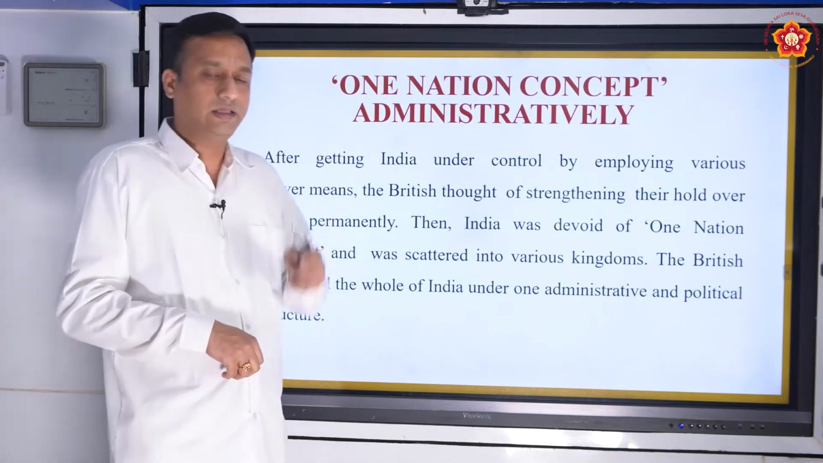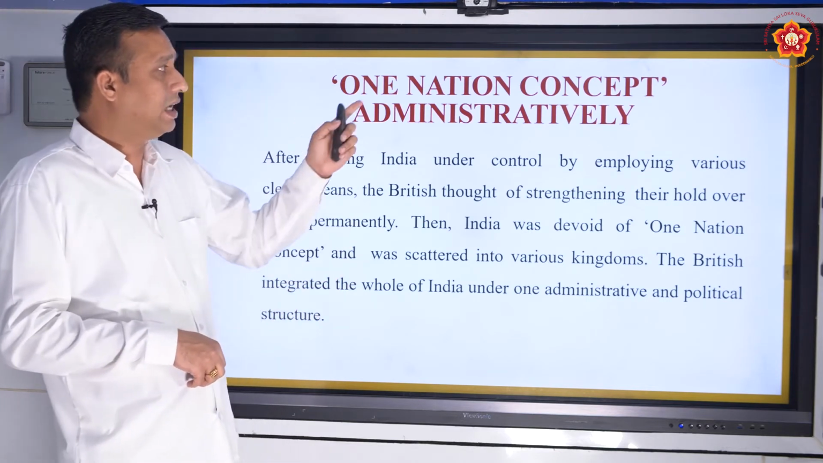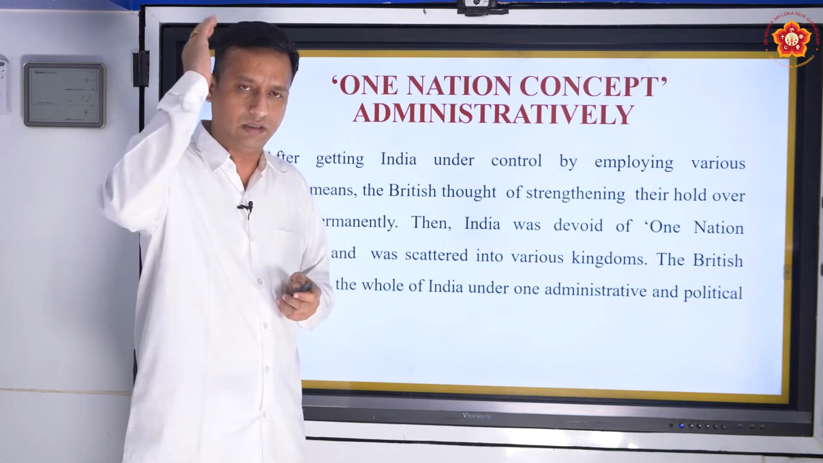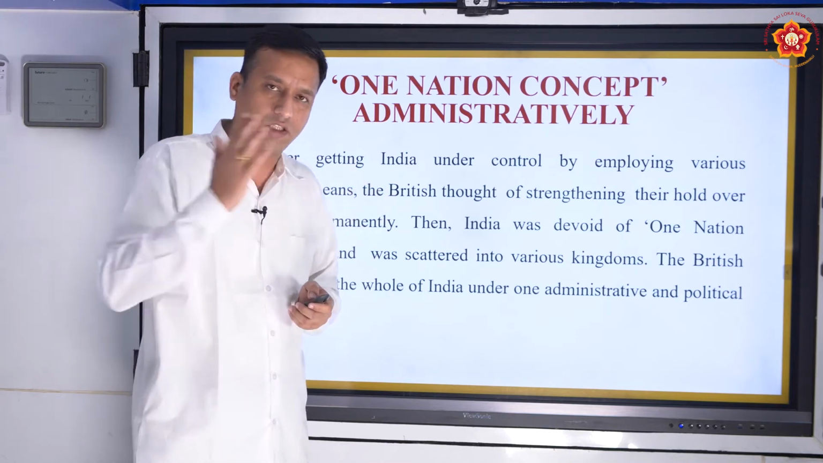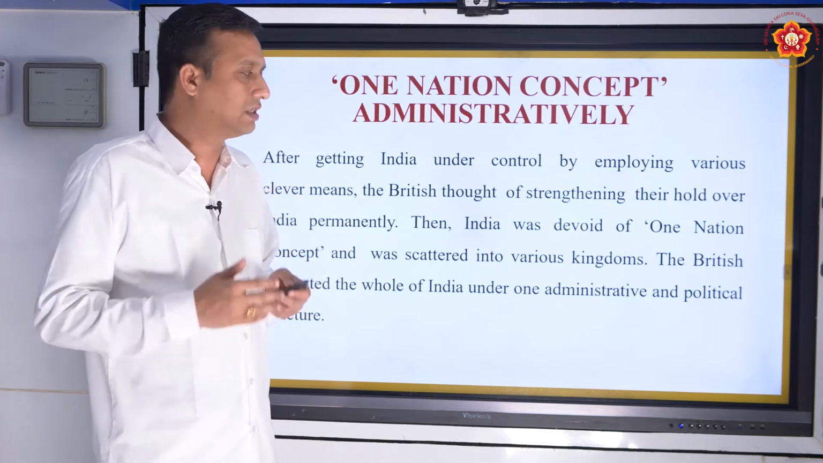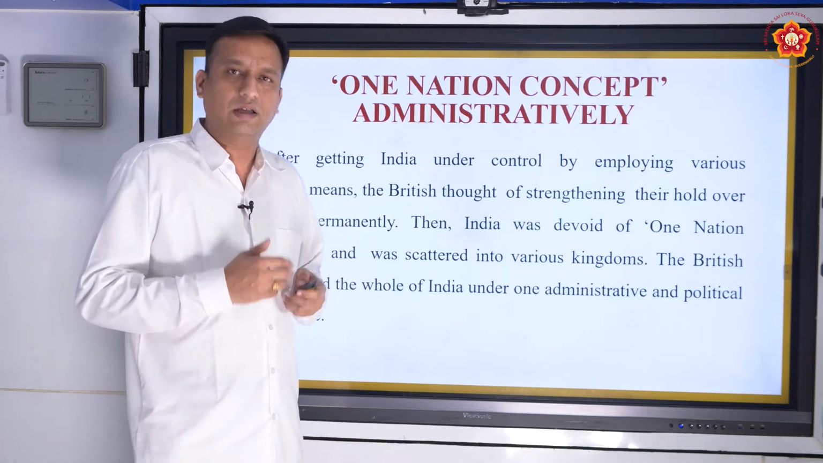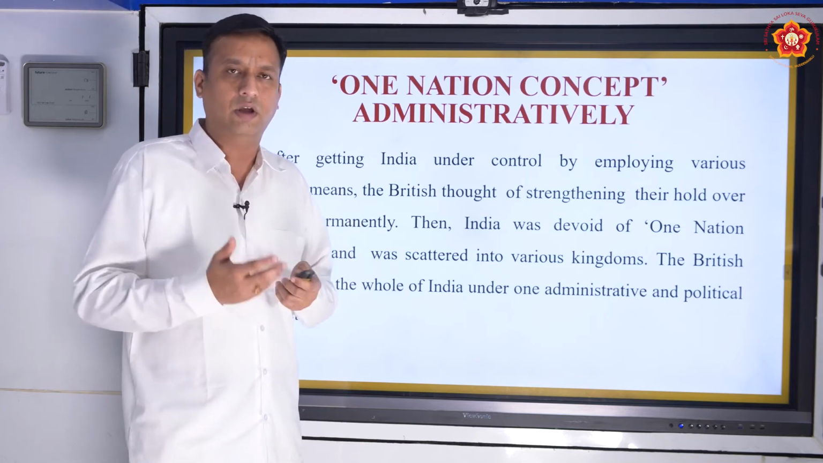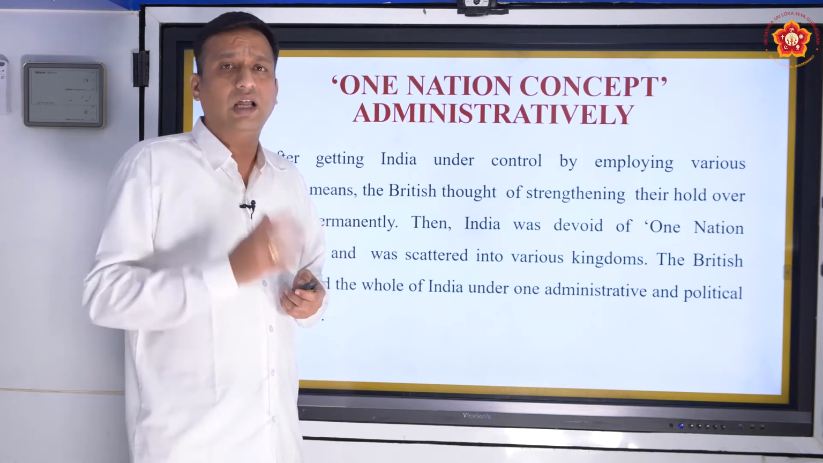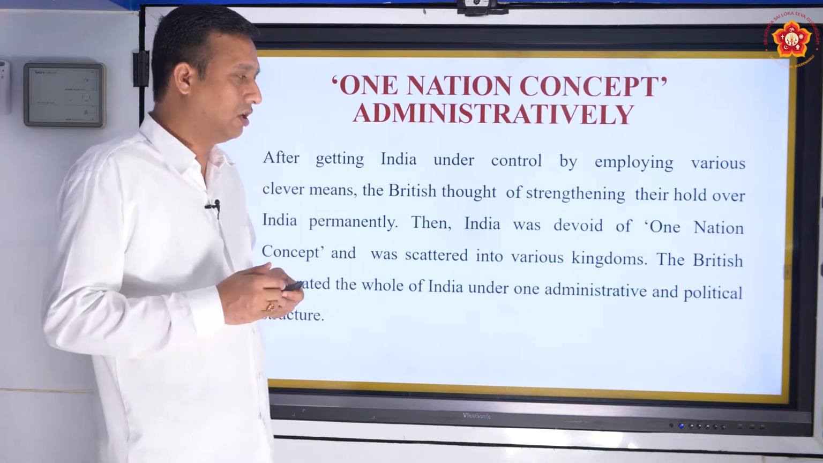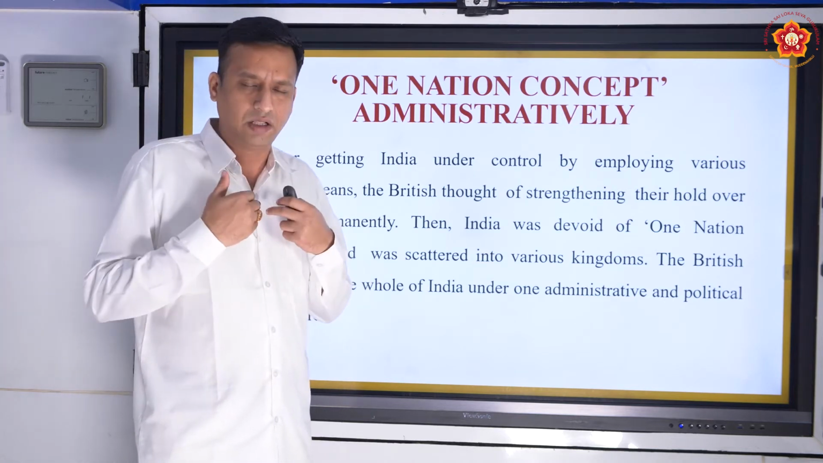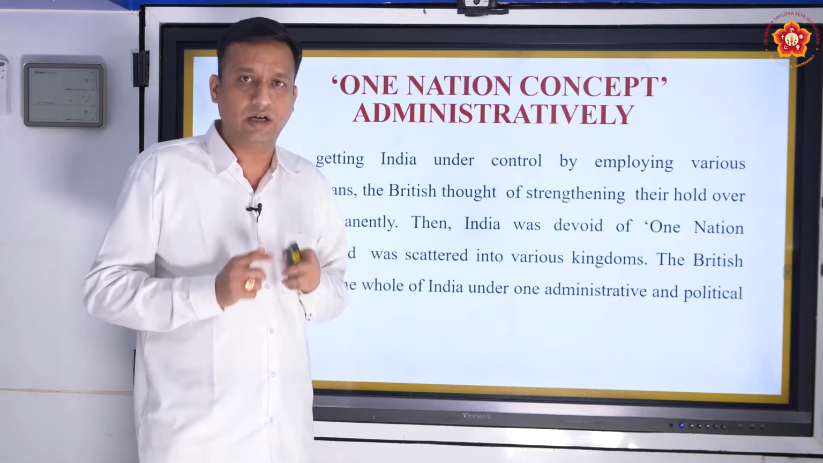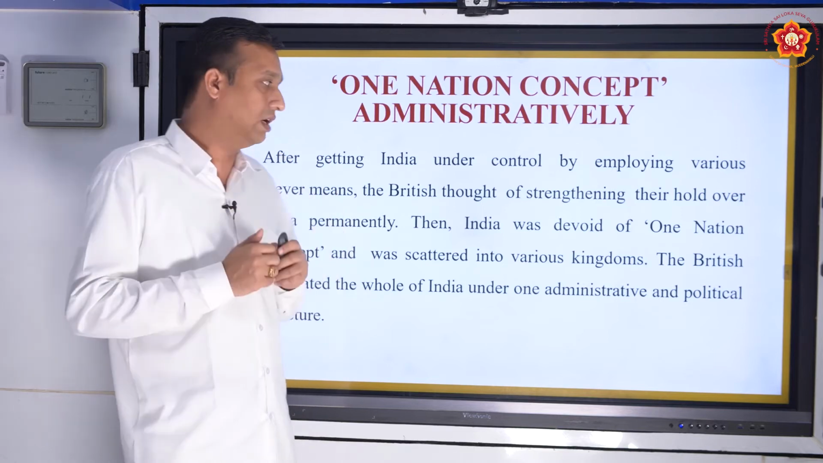Now next we come to the concept of one nation, and administratively. India, though culturally from Jammu Kashmir to Kanyakumari, from Gujarat to Arunachal, has the same culture, same history, our epics, Ramayana, Mahabharata, which we are following, but political unity was not there, administrative unity was not there, because you know that many princely states were there, and there was no administrative unit as one India or political unit.